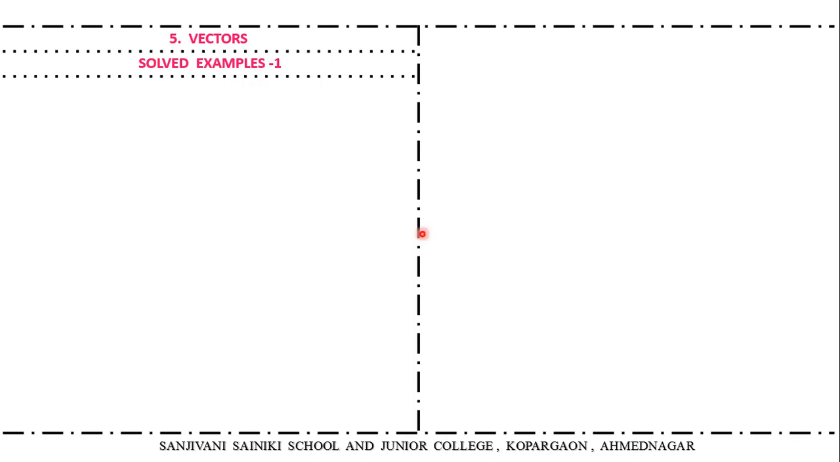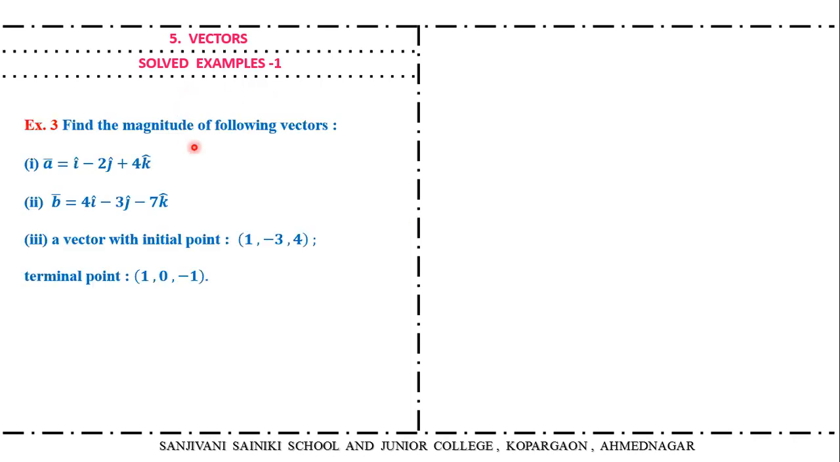Now the next example is: find the magnitude of the following vectors. A bar is i cap minus 2j cap minus 2j cap plus 4k cap. B bar is equal to 4i cap minus 3j cap minus 7k cap. And a vector with initial point (1, -3, 4) and terminal point (1, 0, -1). Now we want to find the magnitude of the vectors.